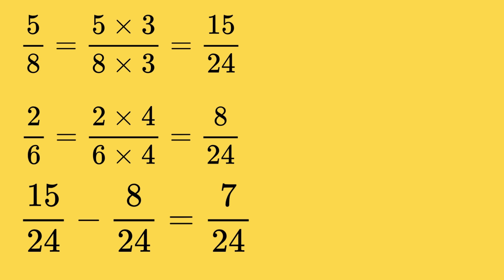Now, let's take the fraction 2 by 6. 6 will have to be multiplied by 4 to give us 24. Therefore, the numerator 2 has to also be multiplied by 4, which will give us 8 by 24. Now, let's subtract 8 by 24 from 15 by 24. This will give us 7 by 24 as the answer.